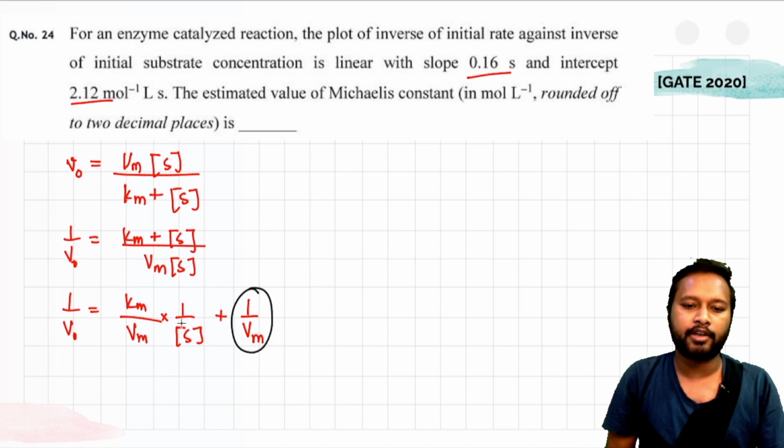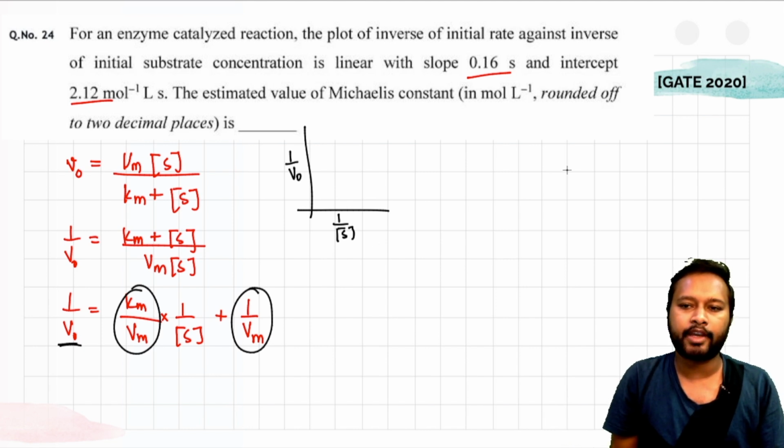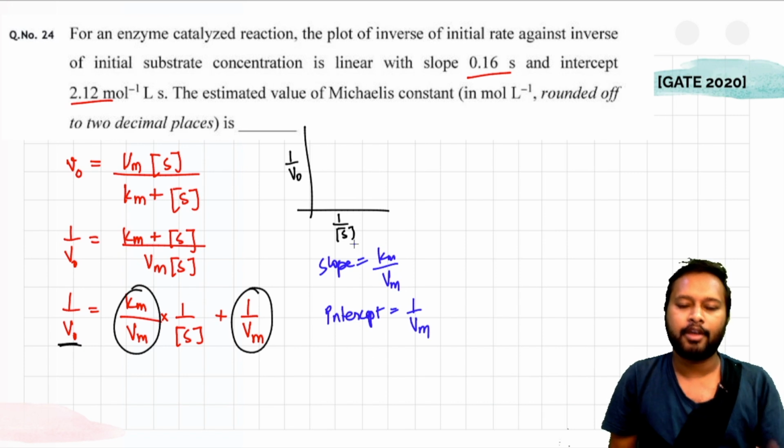Now this is your intercept, this is your slope. Why? Because this particular equation is being plotted between this and this. So if you know the Lineweaver-Burk plot, on the x-axis you have 1 upon substrate concentration, and on the y-axis you have 1 upon V naught. So what I can say now is my slope is equal to Km upon Vm, and my intercept is equal to 1 upon Vm.